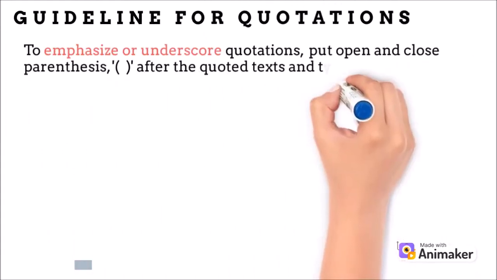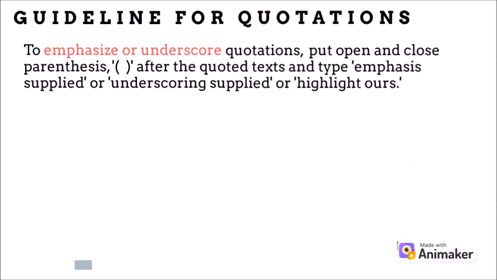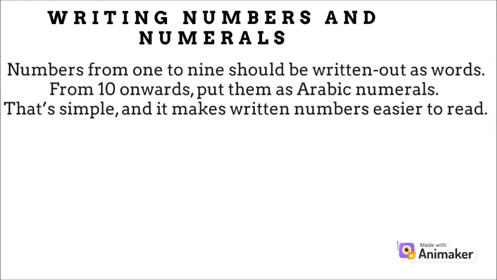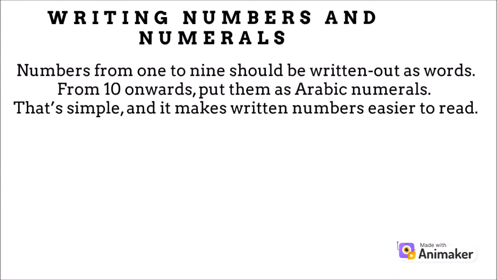To emphasize or underscore quotations, put open and close parentheses after the quoted text and type emphasis supplied or underscoring supplied or highlights ours. Writing numbers and numerals. Numbers from 1 to 9 should be written out as words. From 10 onwards, put them as Arabic numerals. That's simple and it makes written numbers easier to read.